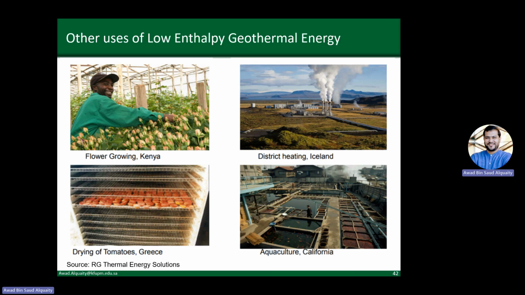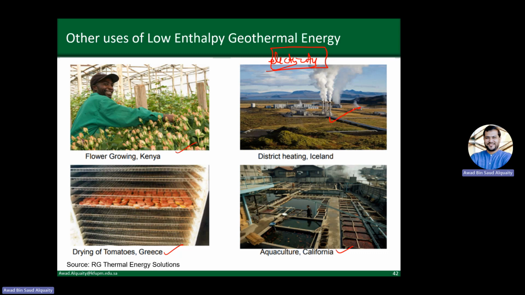We'll conclude the chapter by just saying that although this chapter has focused mainly on different ways of using geothermal resource to extract power or to generate electricity, right? There are other ways in which you can use it. One is district heating, as used in Iceland, as we discussed before, but you could also use it for flower growing, as it's used in Canada, for drying of tomatoes, as done in Greece, or for aquaculture, where you just heat hot water. So you can use the thermal energy available in the hot geothermal water for many different purposes.